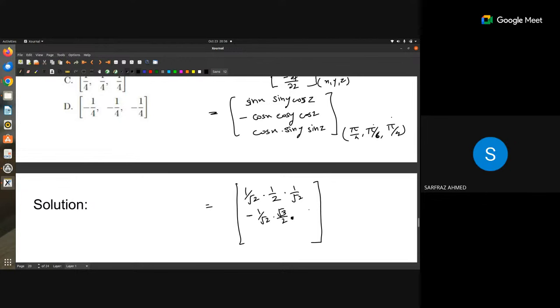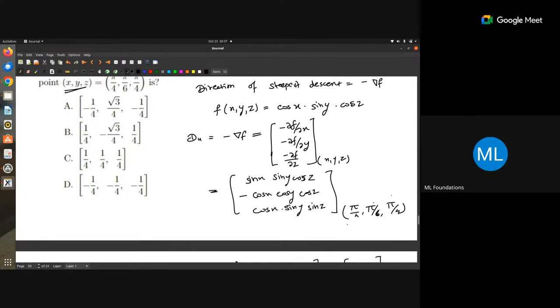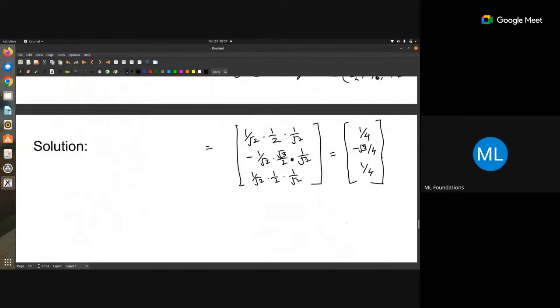Into cos z, which is 1 by root 2. Okay, sin 30 is 1 by 2, sin 45 is 1 by root 2. So if I do this, it's 1 by 4, minus root 3 by 4, and 1 by 4. So these are the points. So this is the direction. So we wanted to find this one only, right?